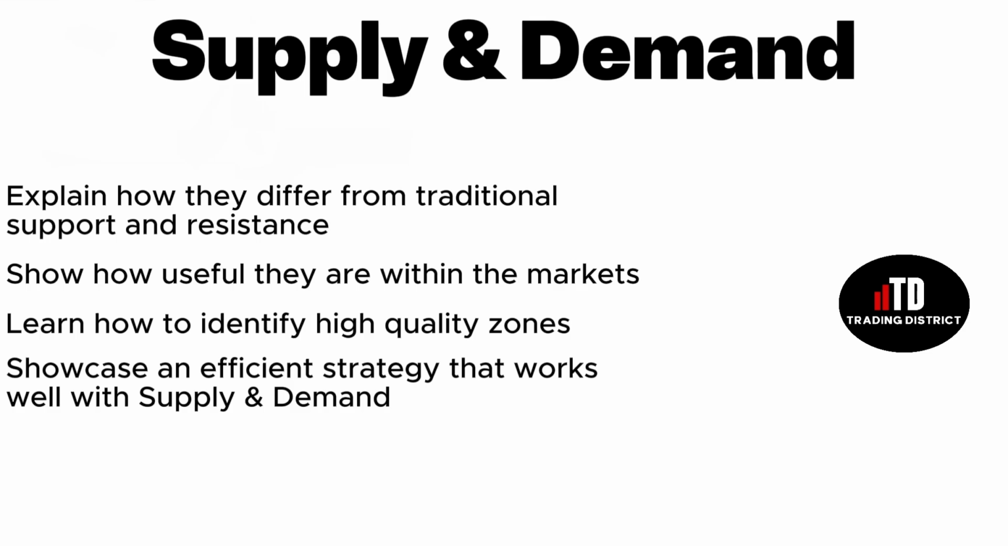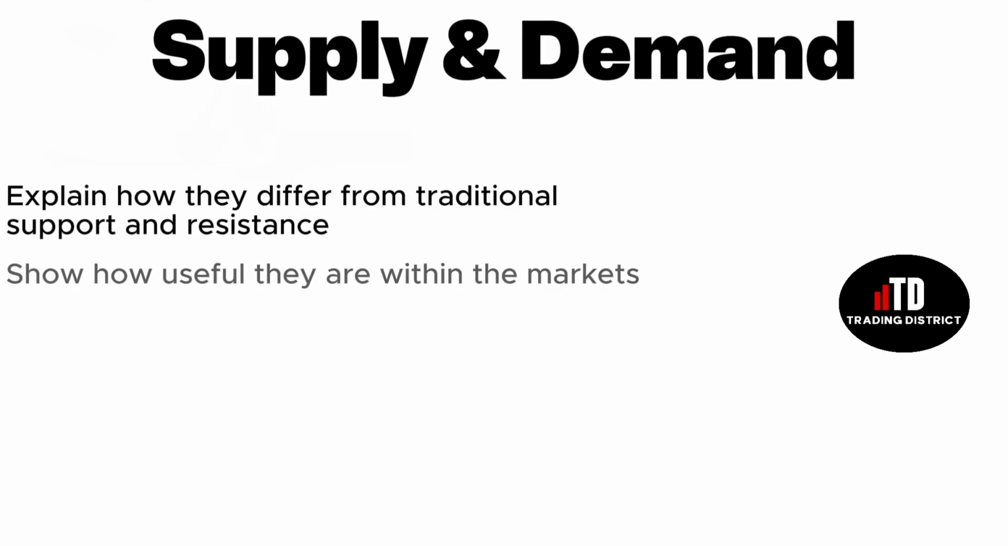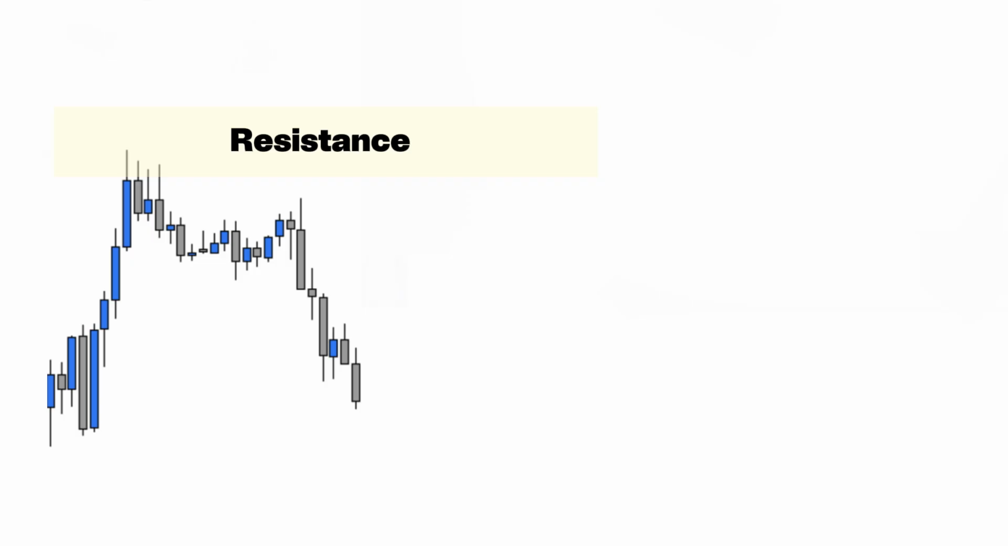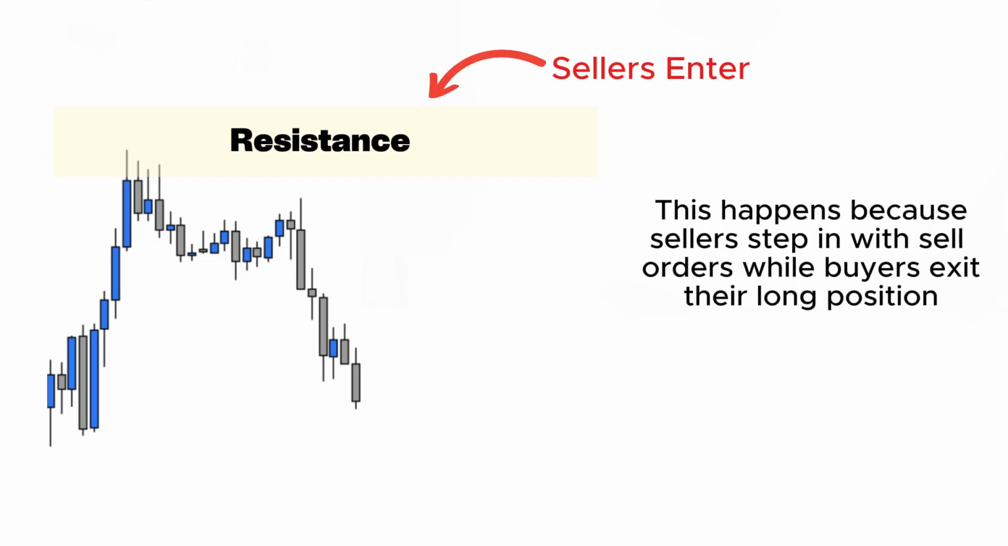But before we talk about supply and demand, we first need to start with the foundation: support and resistance. Support and resistance are price areas where the market has reacted before and is likely to react again in the future. These zones are created because of imbalances between buyers and sellers. For example, when price pushes higher, reaches a certain level, and then aggressively reverses, this area becomes what we call resistance. This happens because sellers step in with sell orders while buyers exit their long positions. That combination of selling pressure and long liquidation is what forces price to move lower.